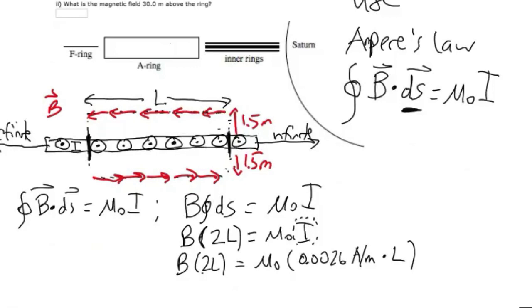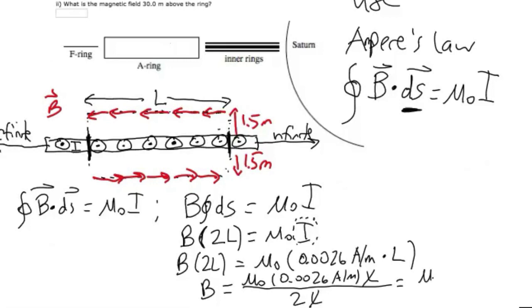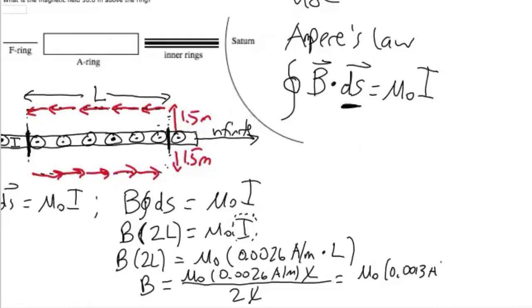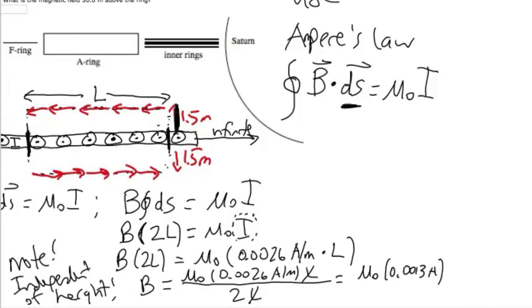When I calculate this out, I get the magnetic field here is equal to mu naught times 0.0026 amps per meter times L over 2L, cancel, cancel, and that's your answer. I'm getting mu naught times 0.0013. The unit is amps per meter. So when you multiply that by mu naught, that gives you the units for magnetic field. And one very interesting fact is, note that it is independent of height. That 1.5 meters never actually entered into the calculation.